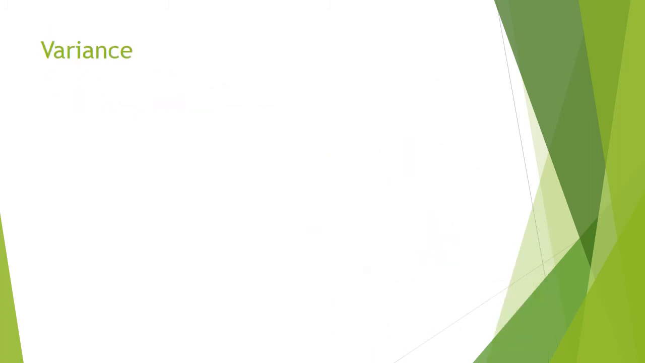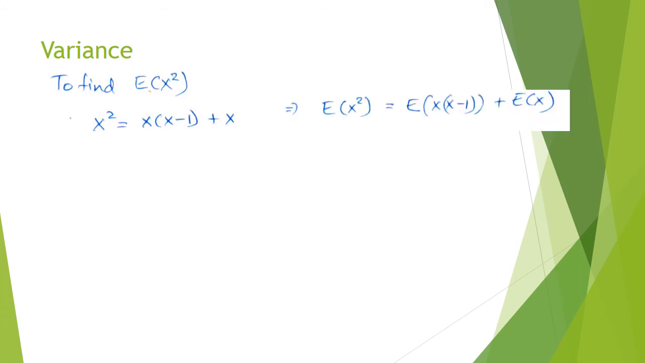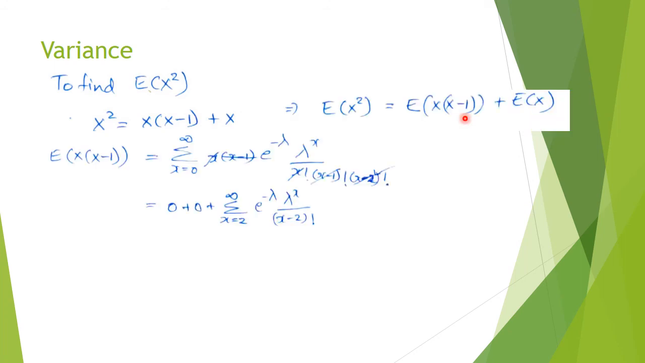Now finding the variance takes a similar way, but since the x square term is there, we cannot cancel with the factorial term. So what we have to do is x square should be decomposed as x into x minus 1 plus x. So expectation of x square will be expectation of this term plus expectation of this term. So if you find the first term here, that will be expectation of x into x minus 1, as we did in the same way.